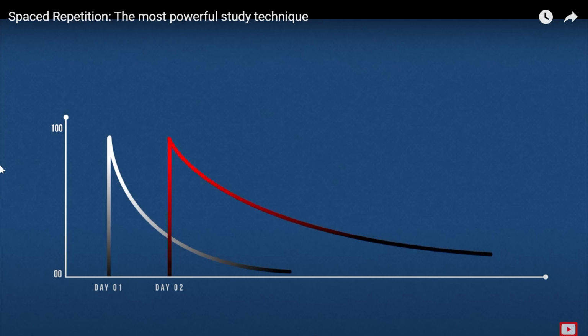What do you notice is different? What do you notice is different about the second curve as opposed to the first curve? The second curve doesn't touch the ground.